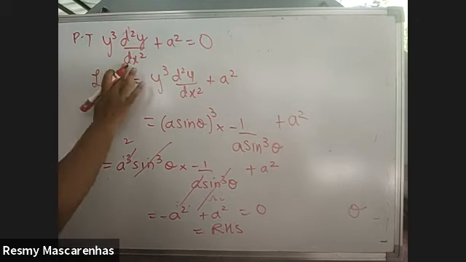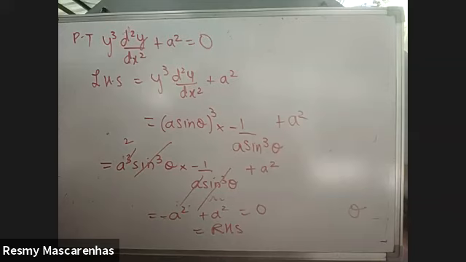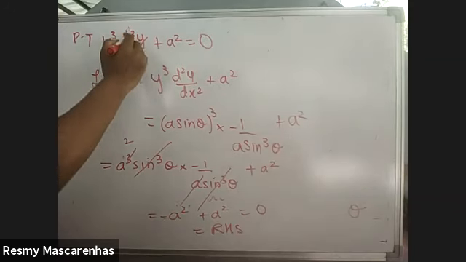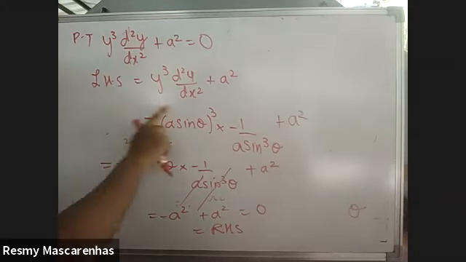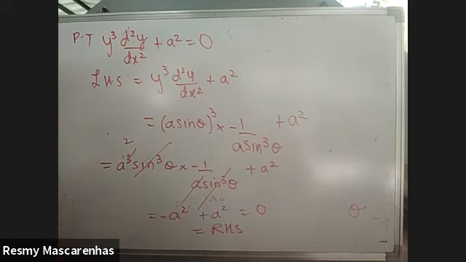So whichever question has been given, what you do is first find d square y upon dx square, then substitute all the values, and ensure that the answer is coming out to be 0. Anybody who has not understood can ask.